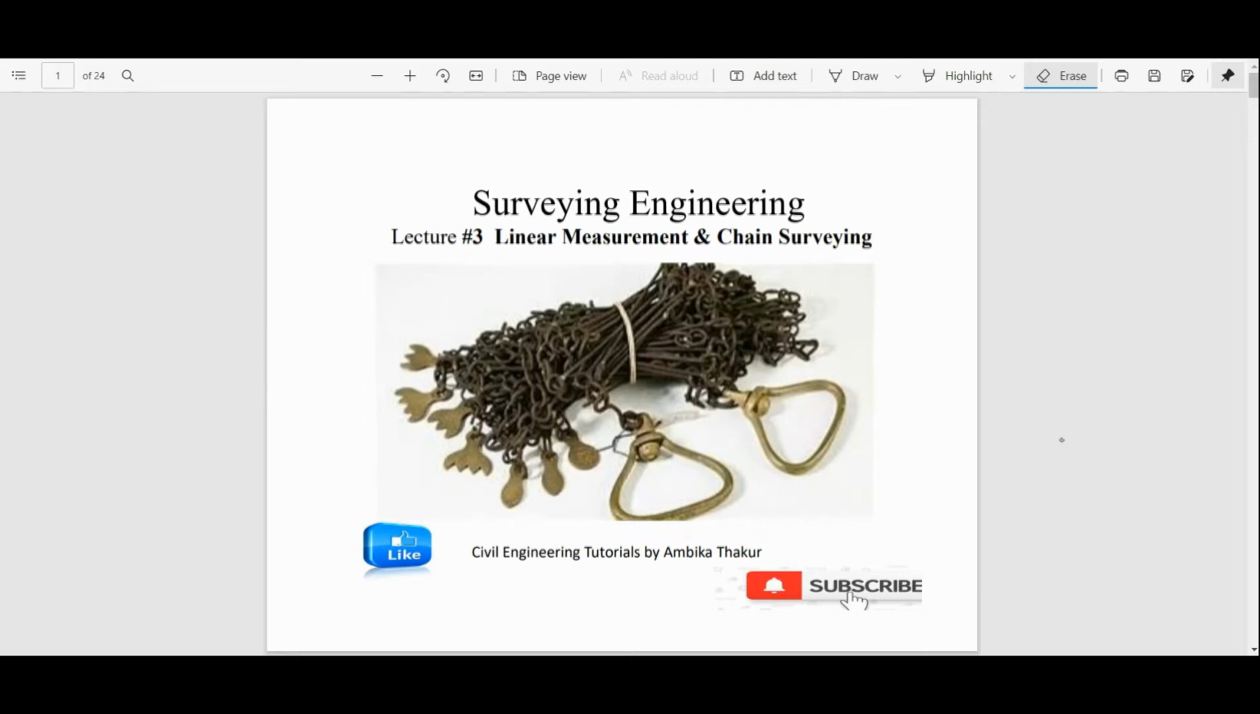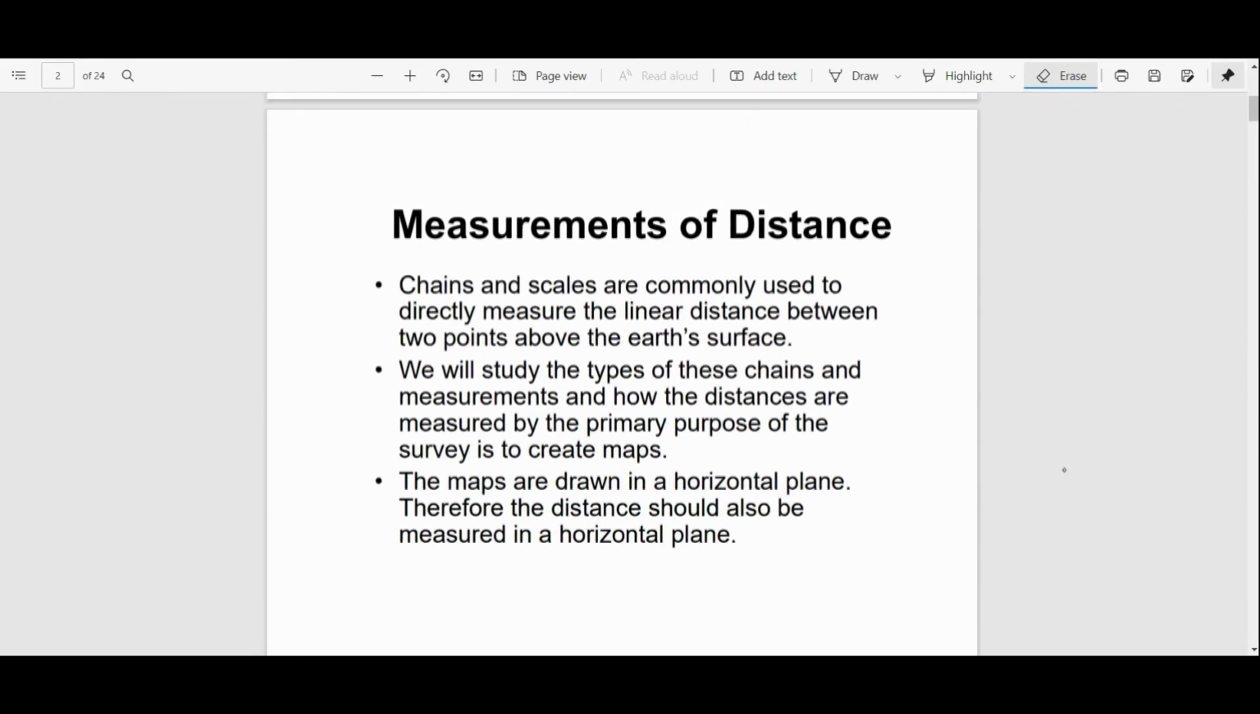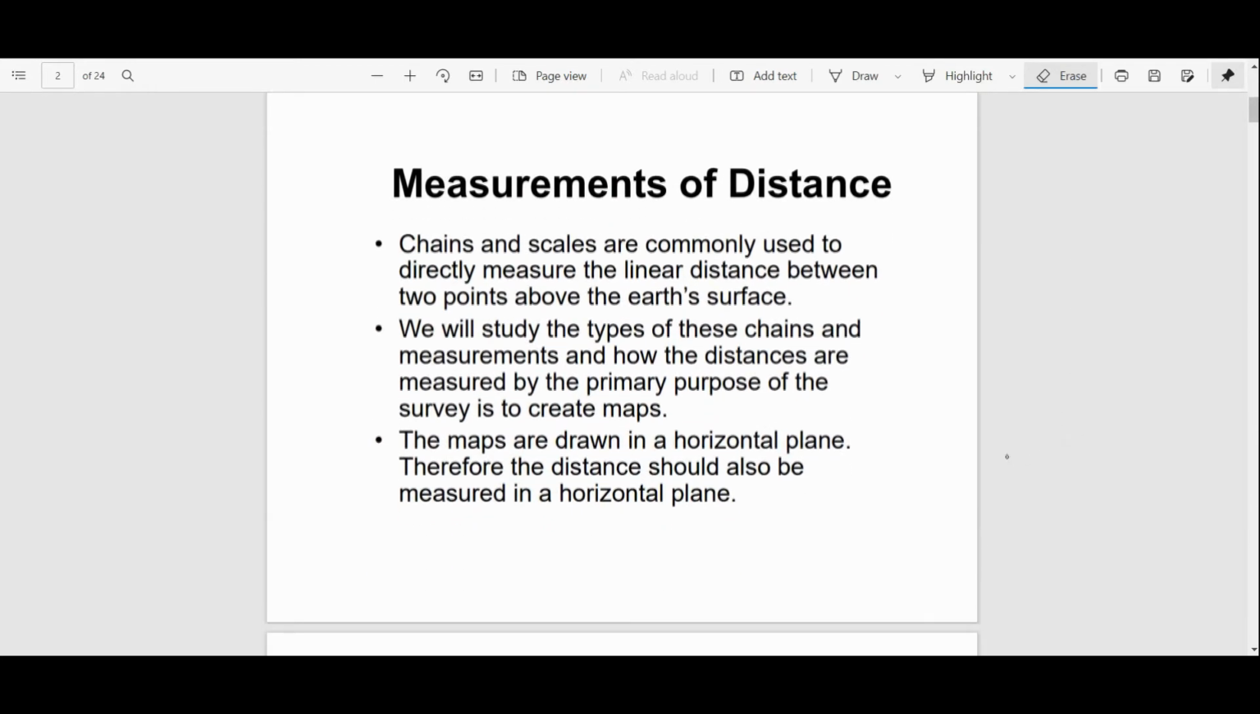So today we will discuss linear measurements and what are the instruments that are used for measuring the length, width, and the areas, and the other equipment too that we can use at present time. So let's start with the linear measurement. Chain and scales are commonly used to directly measure the linear distance between any 2 points.